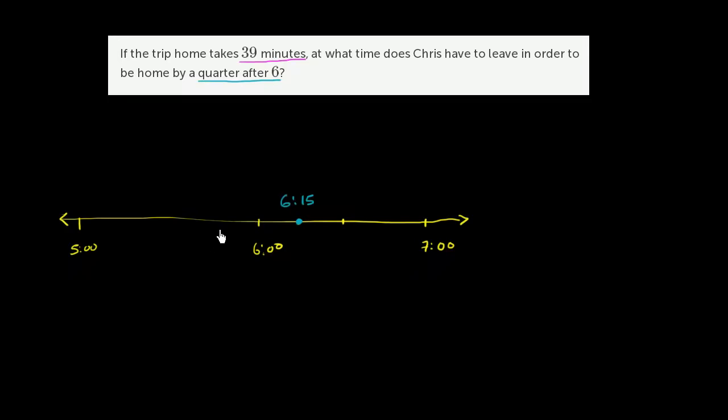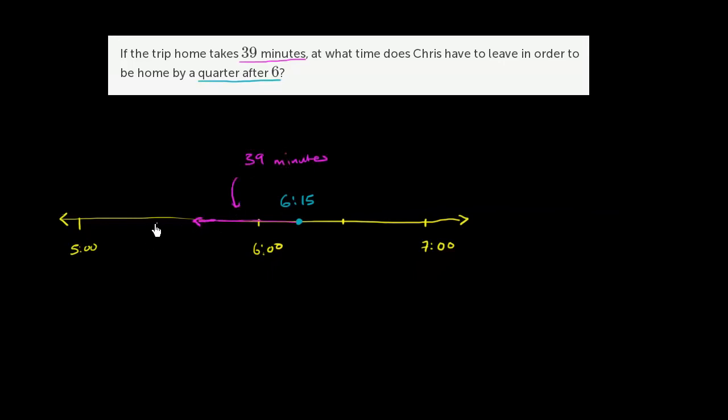Now, they tell us that the trip home takes 39 minutes. So he would have had to leave 39 minutes before this in order to get home at 6:15. So let's go 39 minutes before this to figure out the time that he would have to leave in order to be home by 6:15. So what is 39 minutes before 6:15?